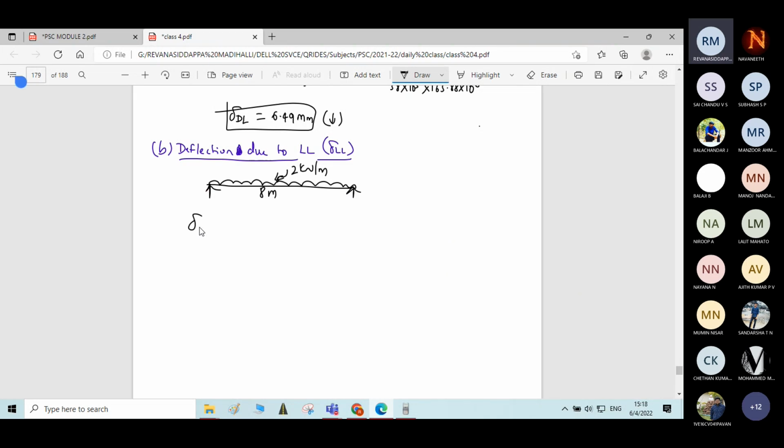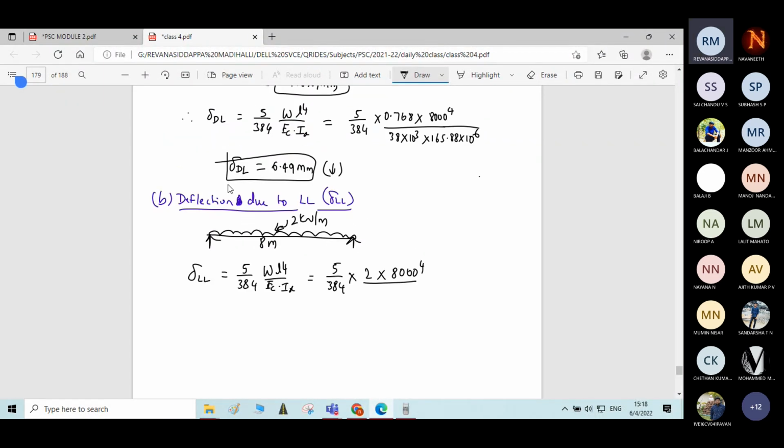So therefore delta live load, for the beam carrying UDL, is the same formula: 5 by 384 WL raised to 4 by EC into IX. Same values except the load. 5 by 384 into 2 into 8000 raised to 4 divided by 38 into 10 power 3 into 165.88 into 10 power 6.